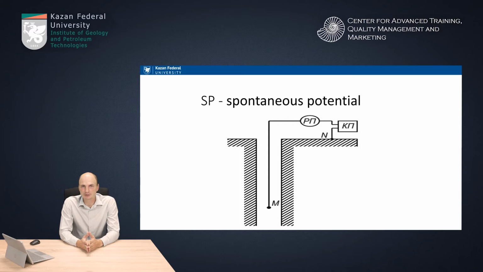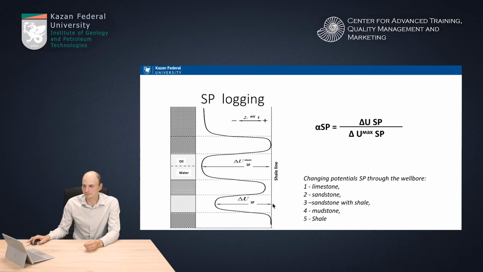One electrode, called M, is placed down the hole, and another electrode, called N, is placed up on the surface. We are measuring the difference between the potential of these two points. In the end, we get this kind of log, this kind of curve. The SP logging curve is shown in the figure.